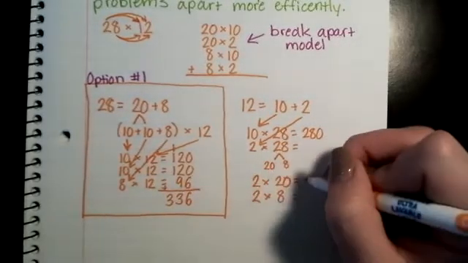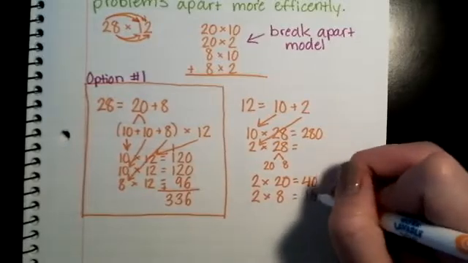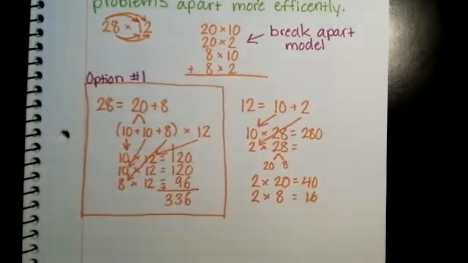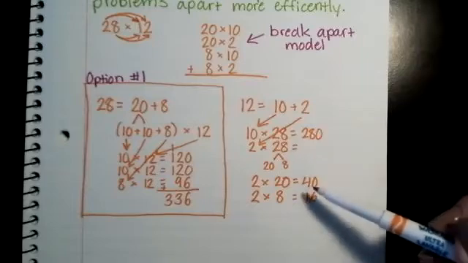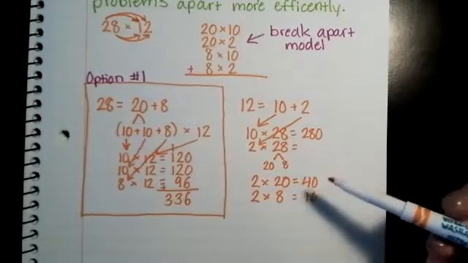2 times 20, well, that's 40. 2 times 8, that's 16. All right, that's not too bad. Now I'm going to add up 280, 40, and 16. So I'm adding up those 3.